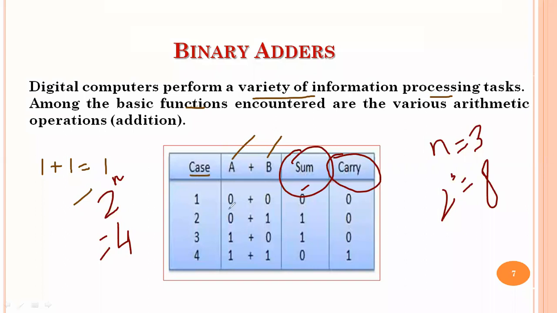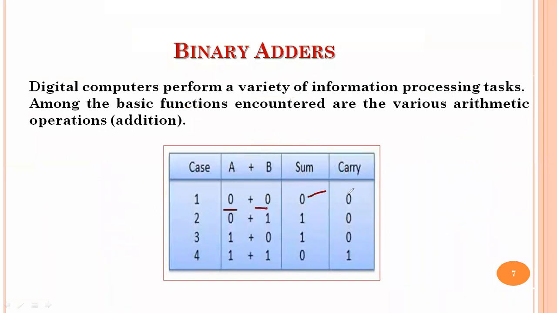So see, for 0 and 0 we will have sum 0 and carry also 0. For 0 and 1, sum is 1, carry is 0. No carry should be there. For 1 and 0, sum is again 1 and carry 0. But at the last step, we have 1 and 1, so it will become sum 0, but carry 1. Clear? So if we write down 1 and 1, it will become 0 and carry should be there.